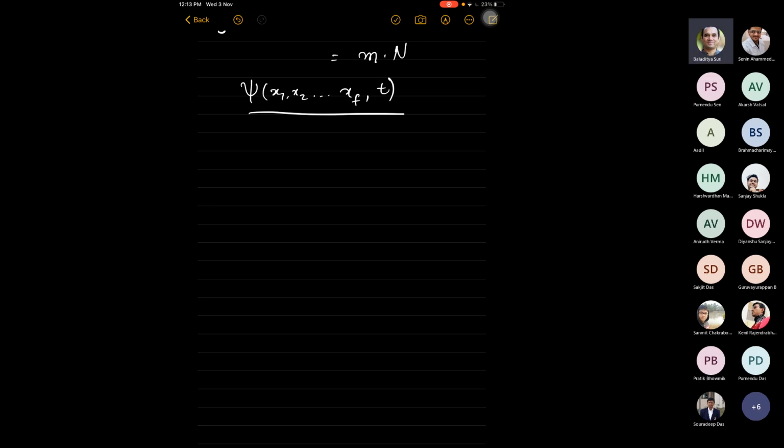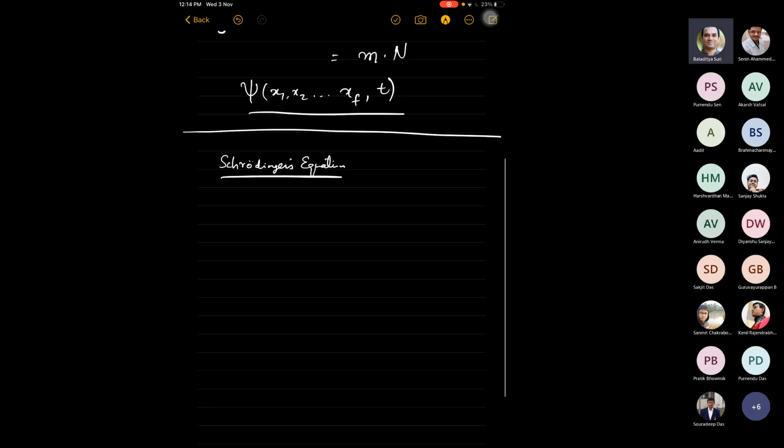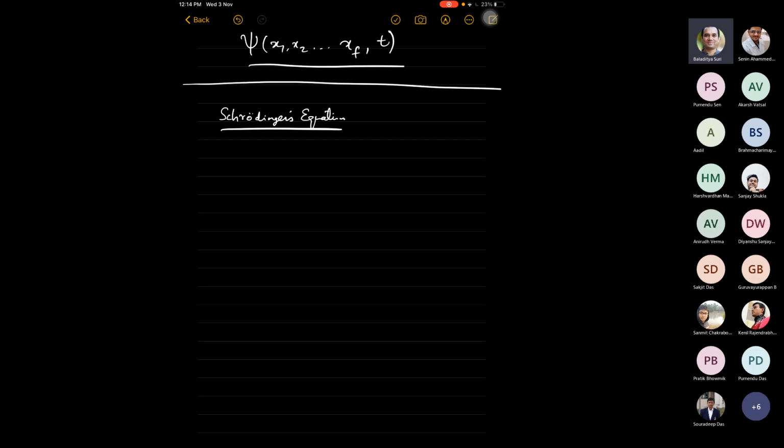Now, in the last class, towards the end of it, I forget who asked me this question, but that was a very good question. So let me revise what exactly we did. Let me just cleanly write down Schrodinger's equation. So there are two Schrodinger's equations that we encountered. One was simply H psi equal to E psi. This is the time independent Schrodinger's equation.